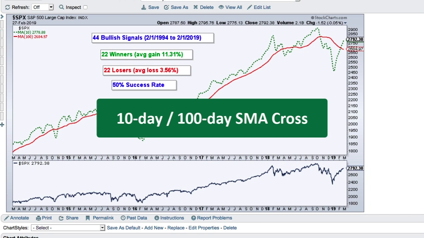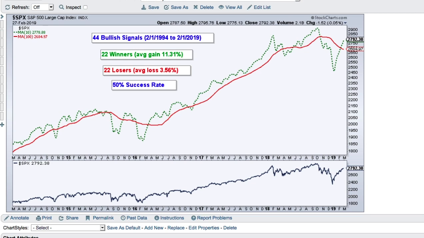Well, what if I did a little bit more smoothing? For that short moving average, what if I used a 10-day moving average? And then I look at the other moving averages on the long side. This example shows the 10-day and the 100-day moving average cross. And you can see you had a lot fewer signals, only 44 signals. And look at that, 22 winners and 22 losers. So your success rate went up to 50%.